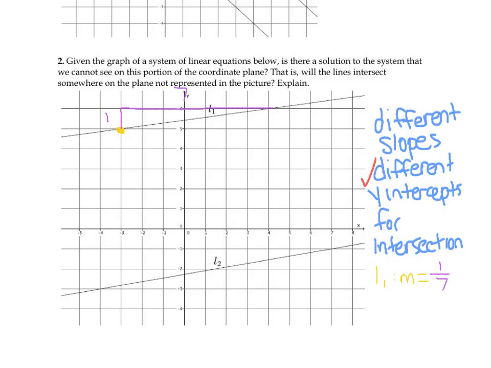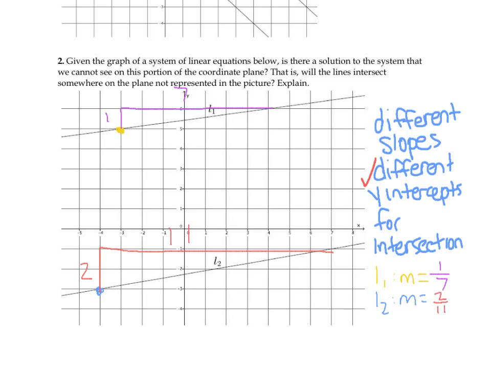And then we want to find the slope of the second line. So we can find 2 points on that second line, and then we can count to find the slope. For that we have to go up 2 and over 11, which gives us the slope 2 over 11.